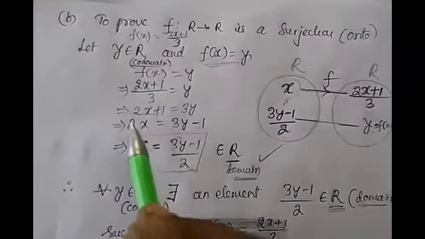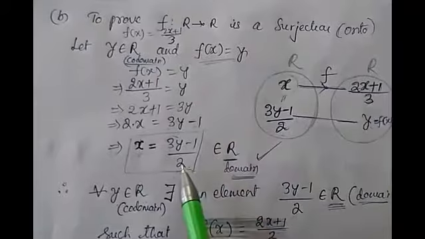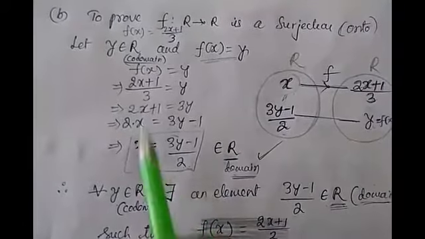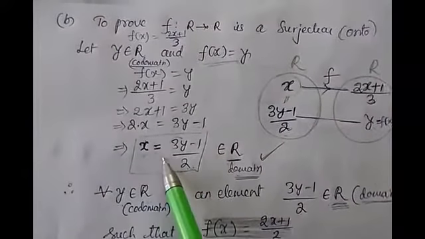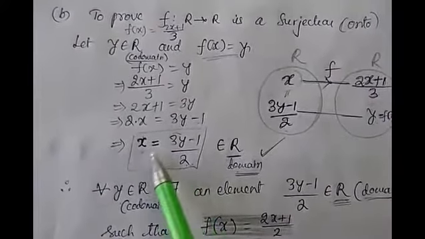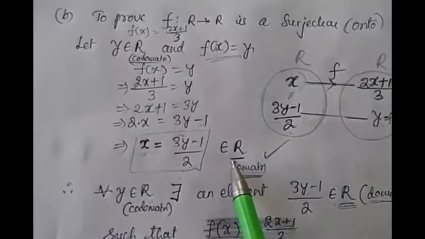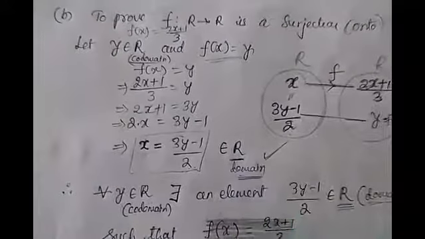If you transpose any number in multiplication, it becomes the reciprocal of that one. So x is equal to 3y minus 1, times the reciprocal of 2. What is the reciprocal of 2? 1 by 2. So x is equal to 3y minus 1 by 2. It is the value of x in terms of y, which belongs to R. That means it is in the domain set. R is the domain set.